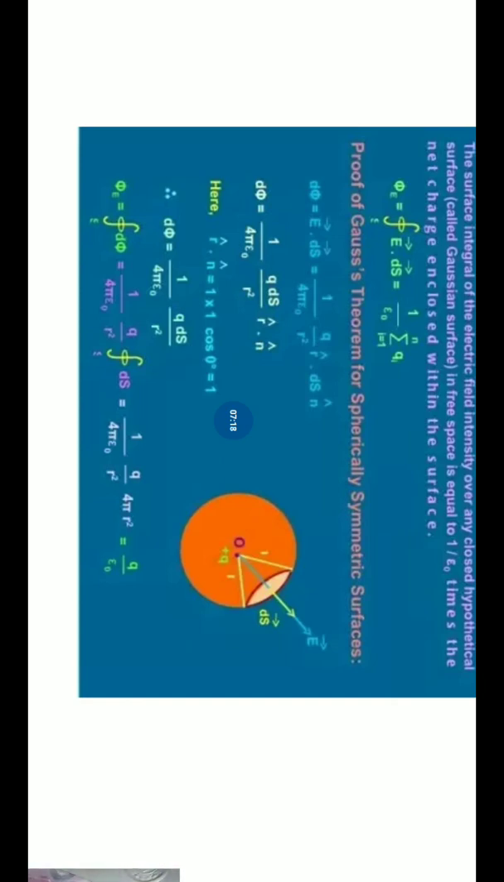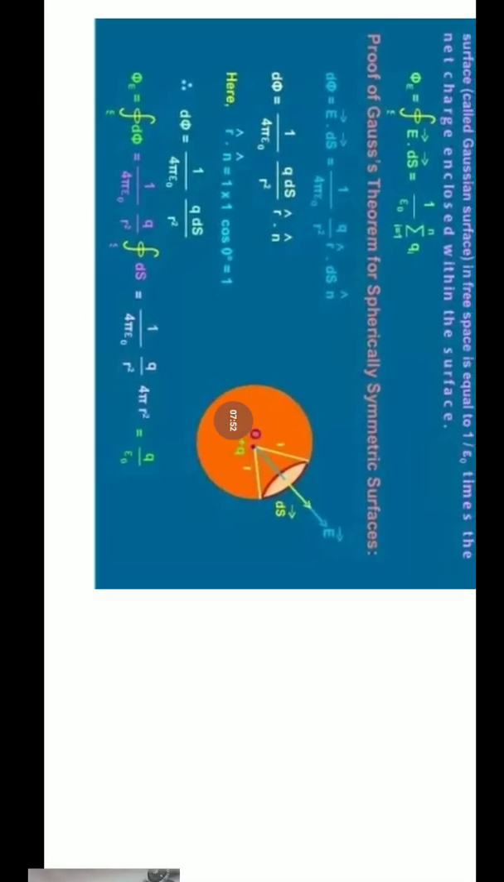You can see from the figure, r cap and n cap, the two unit vectors, are in the same direction. So r dot n is equal to 1 into 1 cos of 0. A dot b is ab cos theta. Magnitude of r cap is 1, n cap is 1, and the direction is the same. So the angle between them is 0 degrees. So r dot n comes out to be 1. Therefore we get d phi is 1 by 4 pi epsilon naught q upon r square into ds. This is the flux coming out of the small surface ds.